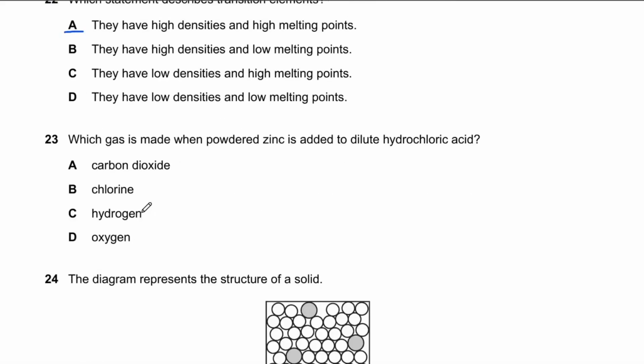Question 23. Which gas is made when powdered zinc is added to dilute acid? Now, metal plus acid will give us salt and hydrogen gas. So don't forget that equation. Metal plus acid will give us salt and hydrogen gas.